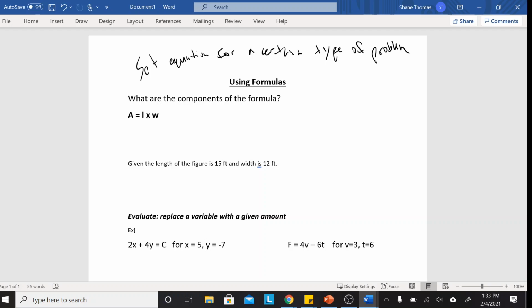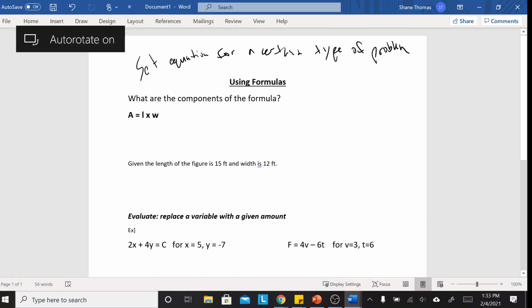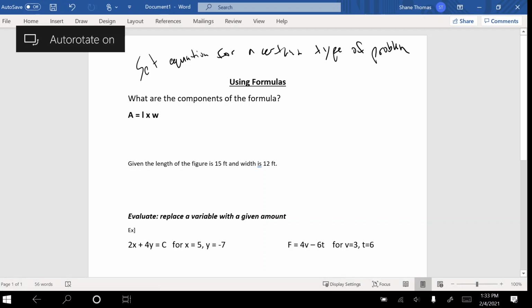Okay, but the first thing when you get a formula, you need to figure out what are the components of the formula. All right, what do the letters mean? This looks like alphabet soup right now, doesn't it? A equals L times W. All right, so let's break that one down. Letters could mean all kinds of things. Okay, a letter is just a variable. A variable can stand for a number, any number.